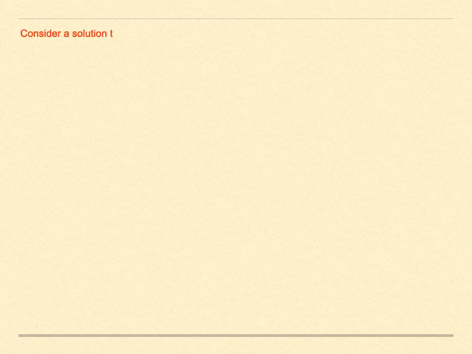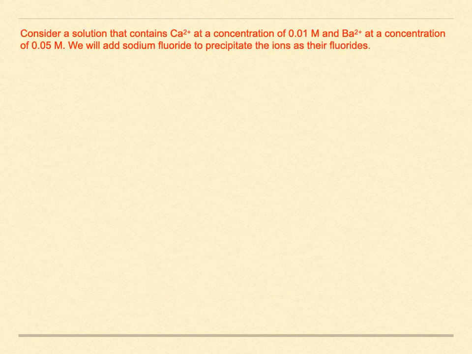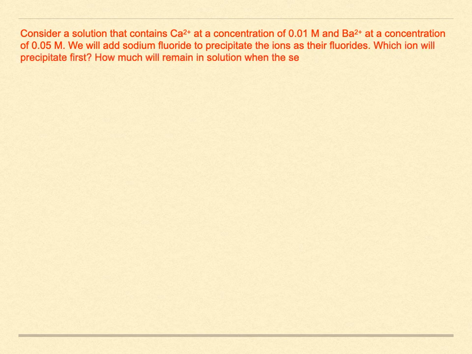Consider a solution that contains calcium 2+ at a concentration of 0.01 molar and barium 2+ at a concentration of 0.05 molar. We'll add sodium fluoride to precipitate the ions as their fluorides. Which ion will precipitate first, and how much will remain in solution when the second ion begins to precipitate? First, we look up their KSP values.